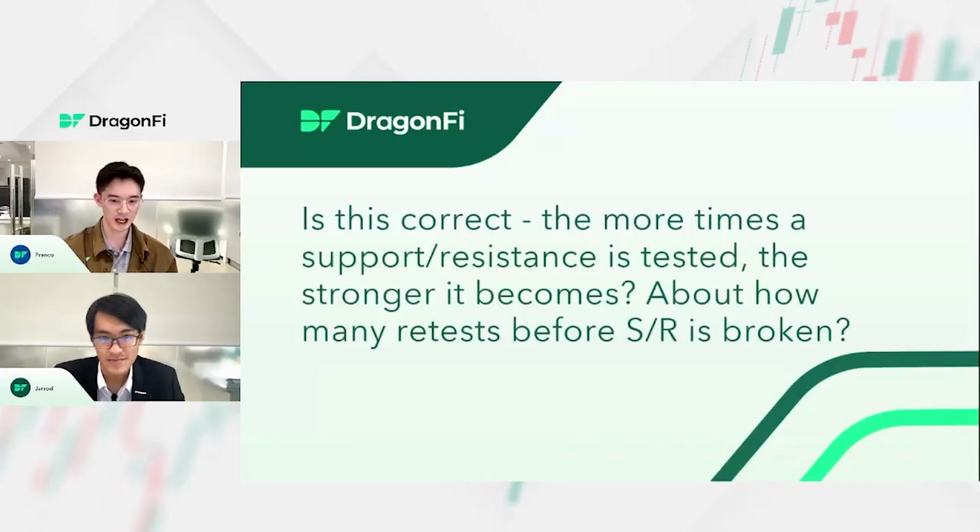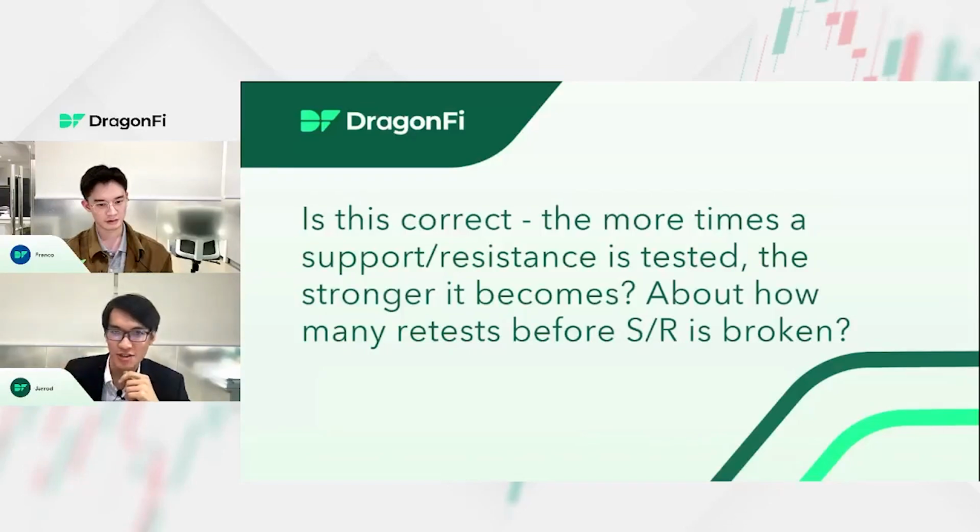Is this correct? The more times a support or resistance is tested, the stronger it becomes. About how many retests before the support or resistance is broken? That is not true. The more times you test the level, the weaker it becomes. So if lagi tinetest yung support, likely it's gonna break down. If it keeps testing the resistance, likely it's gonna break out. Right? Do you agree? I mean, yeah, that's one case. But then also at the same time, it can, for example, RRHI, right?